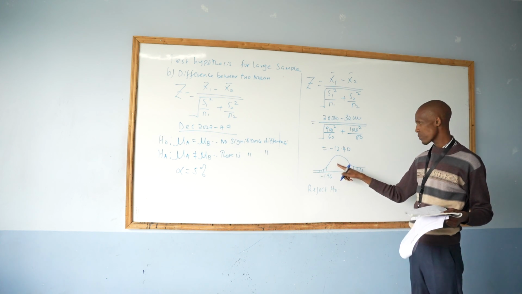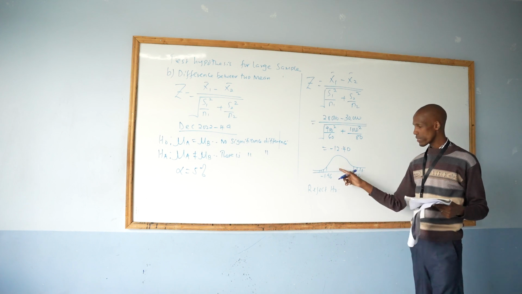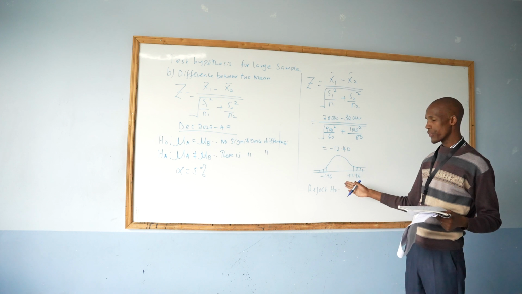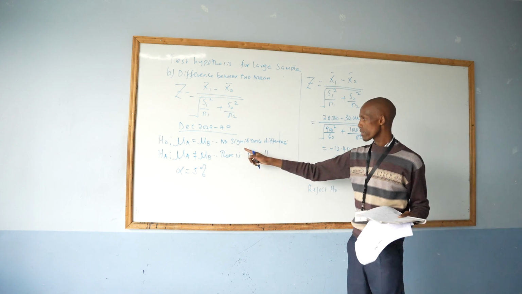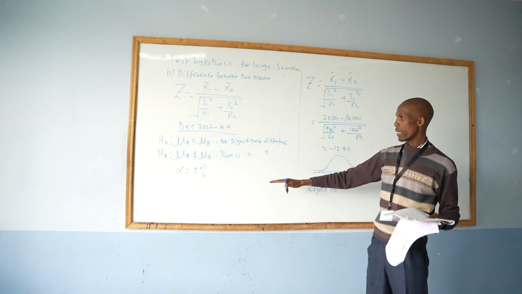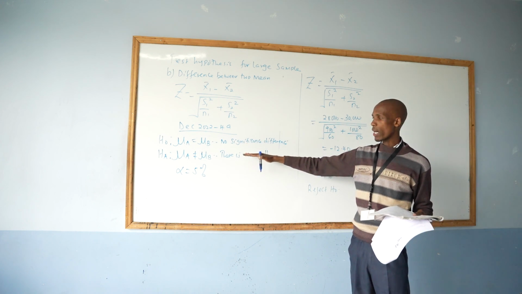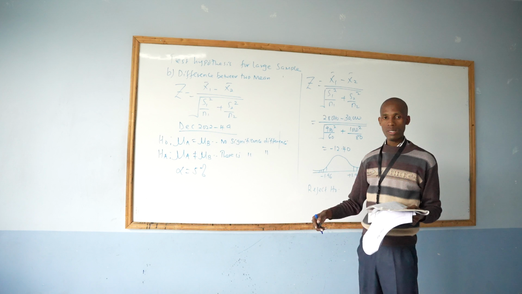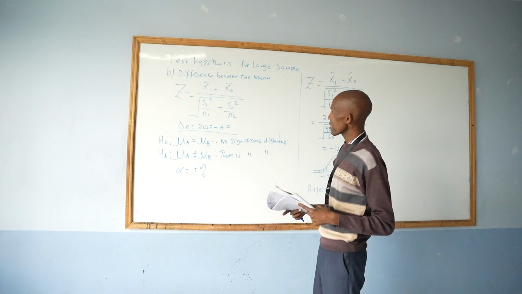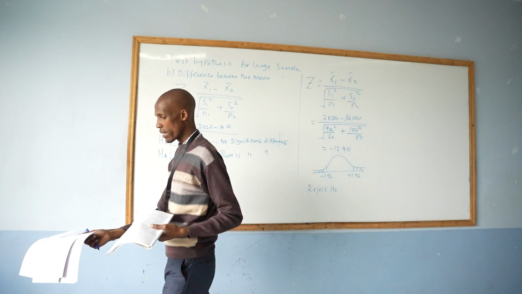Acceptance is if it falls within this range. So we can say there is a significant difference. Reject. Therefore, there is a significant difference in the useful life of the machines. Remember, if you reject, you agree with the alternative statement that there is a significant difference. So that is in the case of difference between two means.